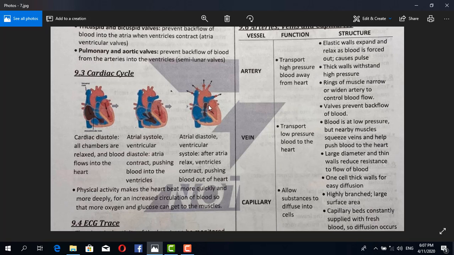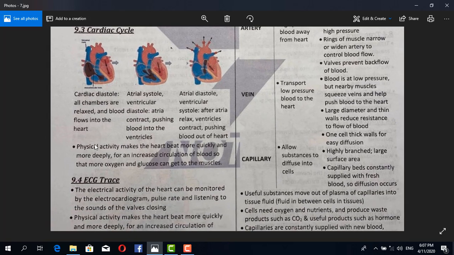It goes to the lungs to be oxygenated, then it comes back through here, and then it fills in from the atrium to the ventricle and pushes it through the aorta into all of the body. This would be the cardiac cycle. The physical activity makes the heart beat more quickly and more deeply for an increased circulation of blood, so that more oxygen and glucose can get to the muscles.